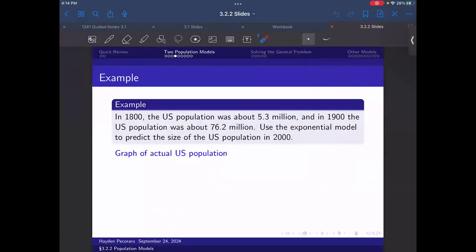So we have an example here. In 1800, US population is about 5.3 million, and in 1900, 76.2 million. Go ahead and use the exponential model to predict the size of the population 100 years later. I'll give you a couple minutes for that. See if you get some number out, and then we'll see if this graph actually works.